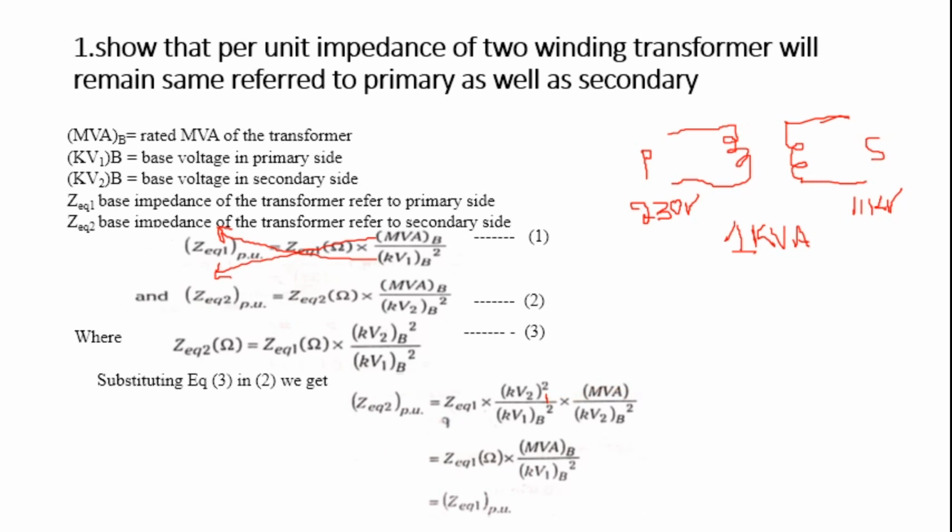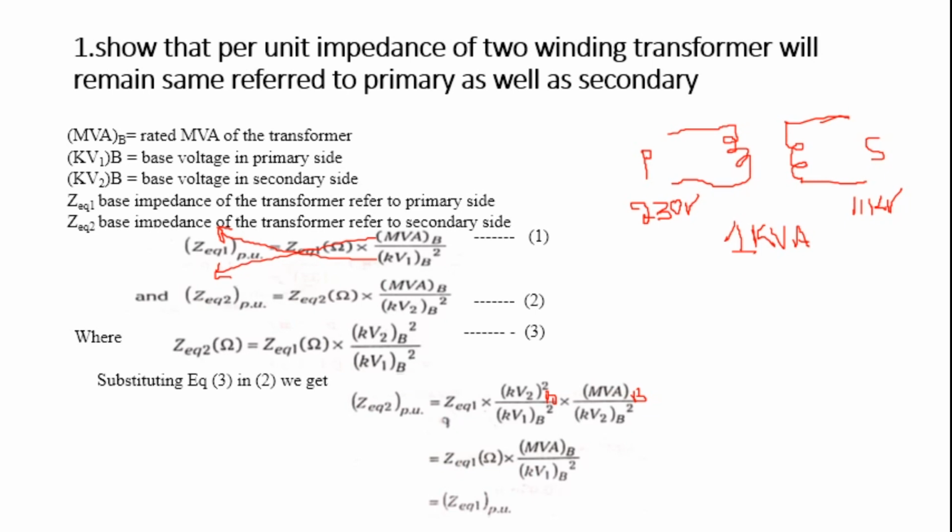Okay, this is also MVA base B, and this is also MVA base B. So kV2 base square and kV2 base square will cancel. What will we get? MVA base divided by kV2 base square. So Z equivalent 1 in ohm into MVA base divided by kV base square.